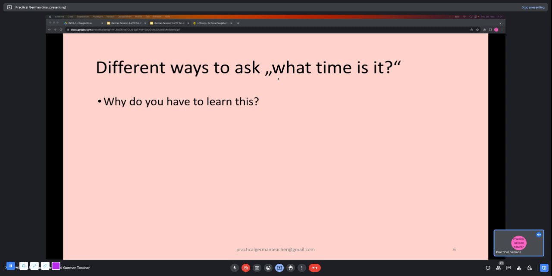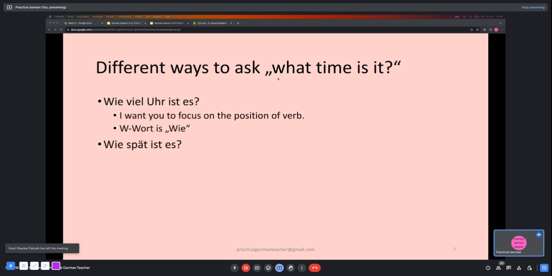Many of you may already know this if you're already in Germany. For those who don't know it, today you will learn this. It may be very easy, or it may be something new for you. Okay, this is why you have to learn. Also, the question is, there are two ways to ask this. Can someone read the sentence for me, the first one?